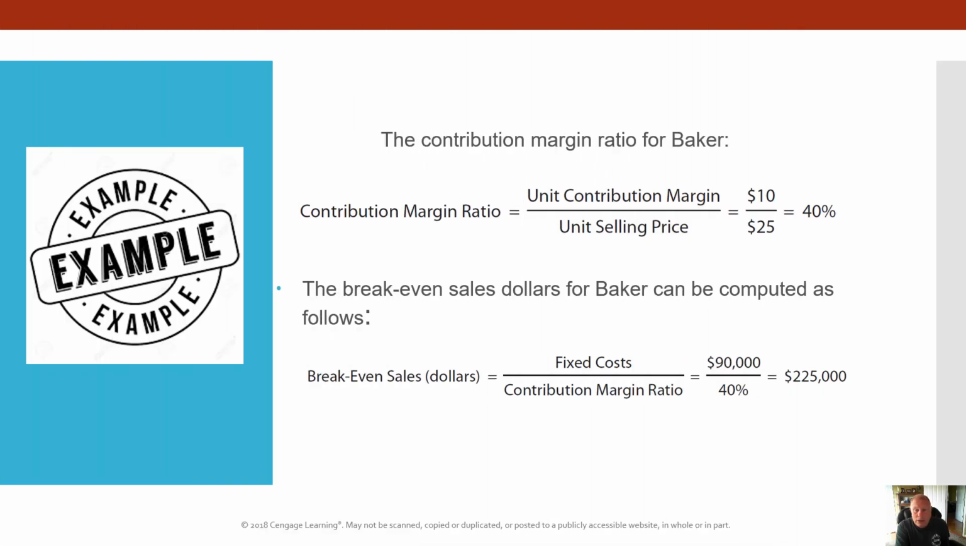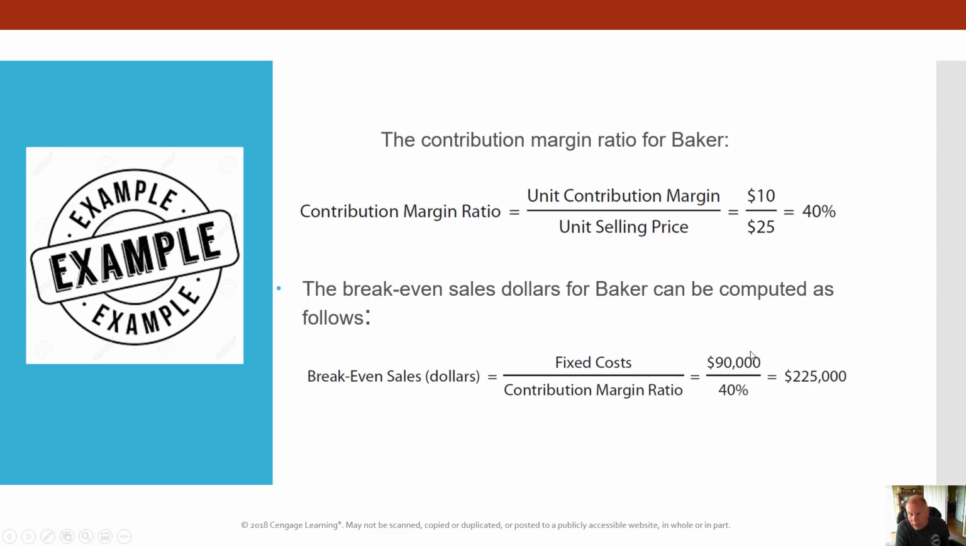Okay. And here's an example with a company called Baker. Their unit contribution margin is 10. Selling price is 25. So that means 40% of the selling price is available to cover the fixed cost. That's the contribution margin ratio. And if we're working from that, we're going to input that here.